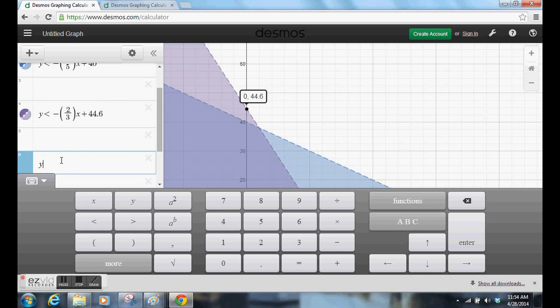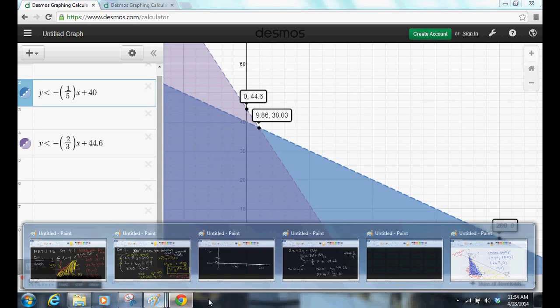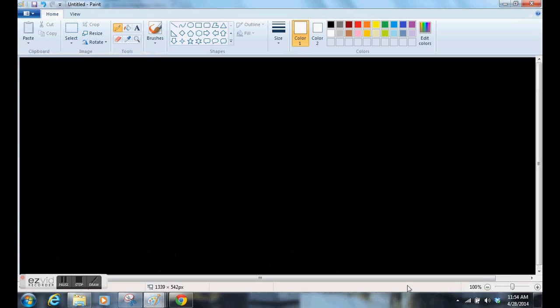So one last thing. Suppose you wanted to find this spot right here, that corner where they intersect. Obviously, I just clicked on the point and it said 9.86 and 38.03, which is totally handy if you have a computer and you're clicking on it. But you will not have a computer to click on when you are taking the test. So this is how you would solve them.